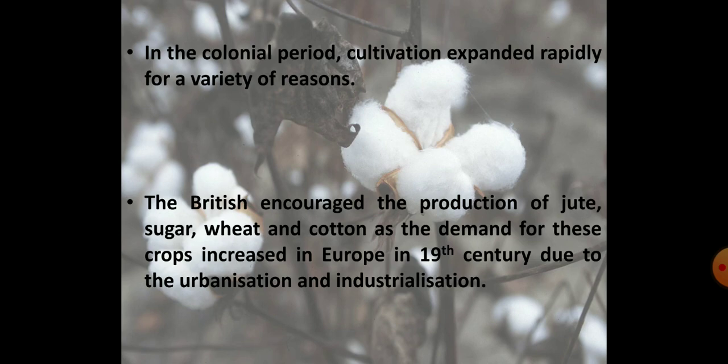In the 19th century, in Europe, the demand for food grains and for industrial raw material increased due to urbanization and industrialization. Therefore, the British encouraged the production of commercial crops like jute, sugar, wheat and cotton.